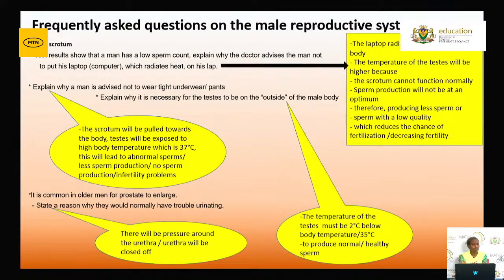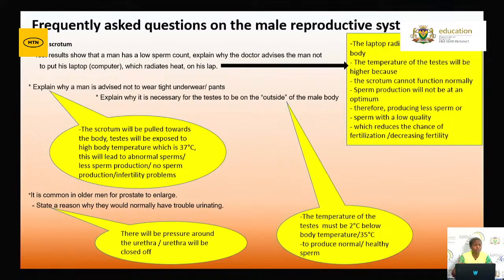And then again, the issue of the scrotum; you still remember it. I have one example here. The test results show that a man has a low sperm count. Explain why the doctor advised the man not to put his laptop or computer, which radiates heat, on his lap. Another question may be: explain why a man is advised not to wear tight underwear or pants. You remember that if they wear tight underwear or pants, what will happen?